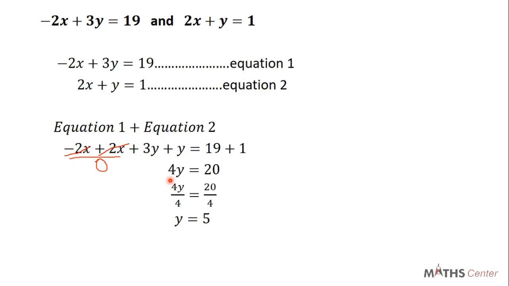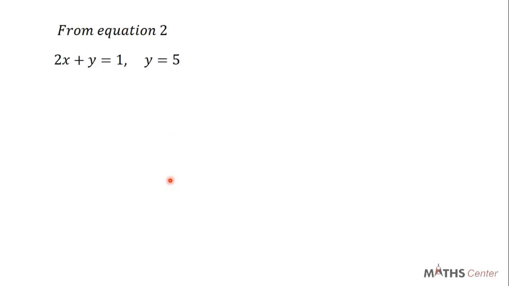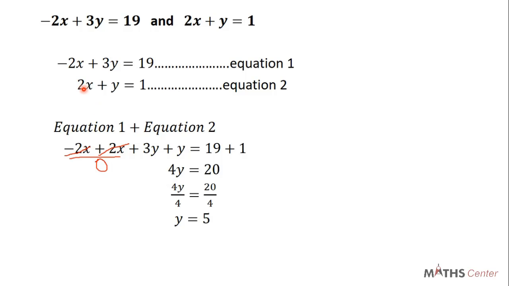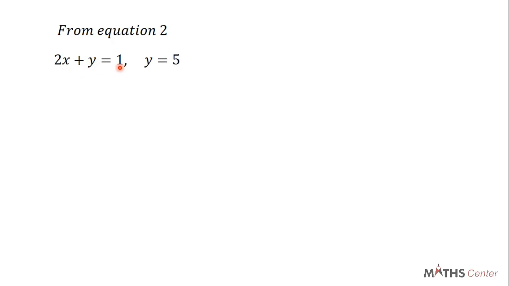Let's look at how to find the other. As we did in the previous video, we said that to find the other variable, you choose any one of the equations. So here I'm choosing equation 2. We know from equation 2 that 2x plus y is equal to 1. But we have already found y to be 5. So what this means is that wherever you see y, you can replace it with 5. So we have 2x plus 5 is equal to 1. I hope that is clear. We have replaced y with 5 because we have already found y to be 5.